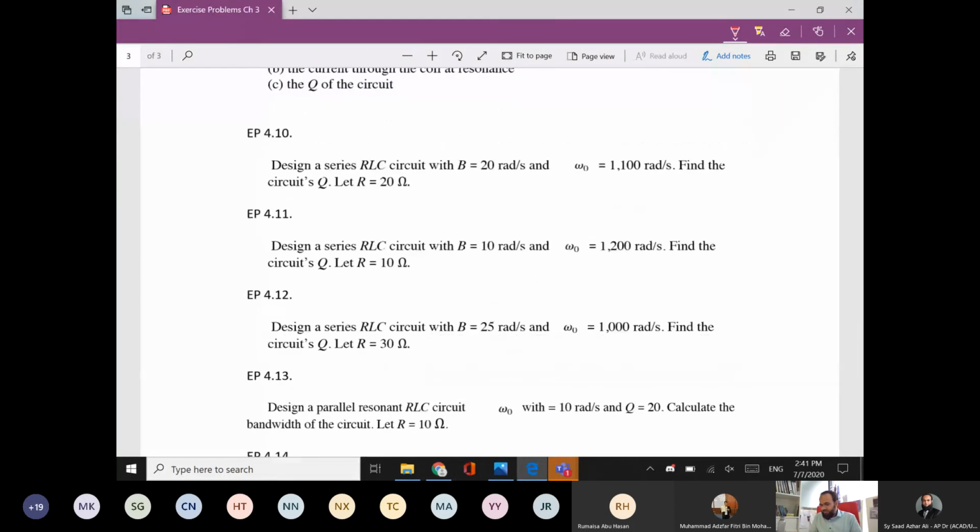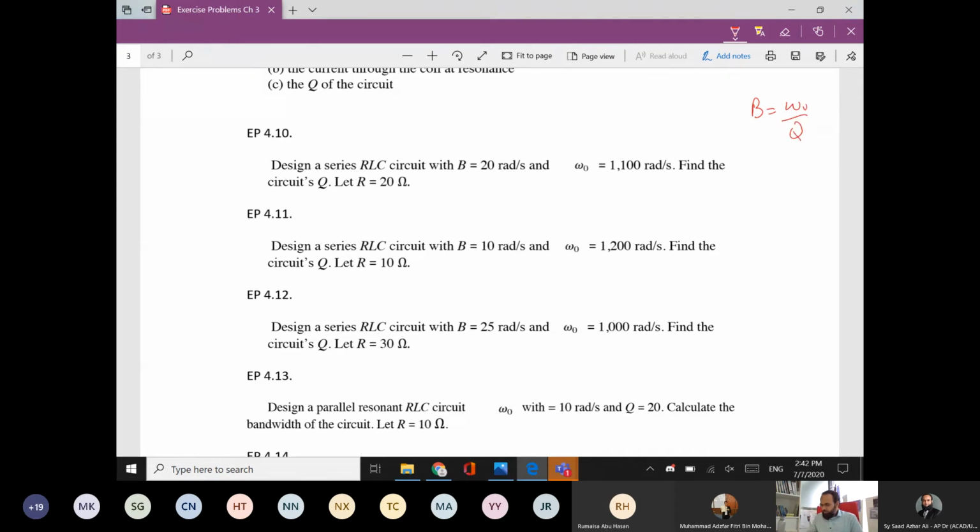Then the next batch is: design a series RLC circuit with B equal 20 radian per second, omega naught 1100. Find the circuit's Q. Let R equal 20. Right. So if we look at this one, we are given 20 as R, and B is also given. Omega naught is given. If omega naught is given, if you remember, B equal omega naught upon Q.